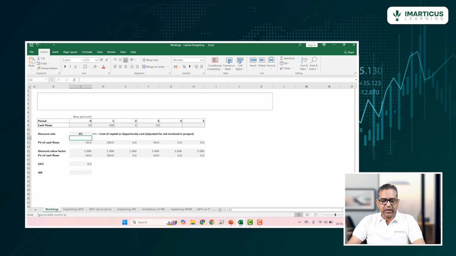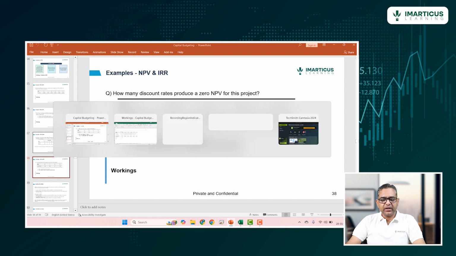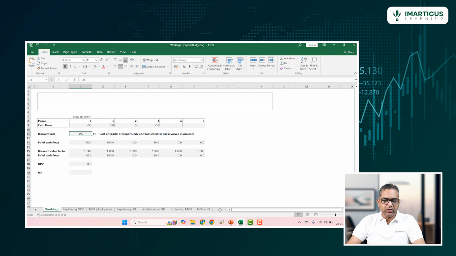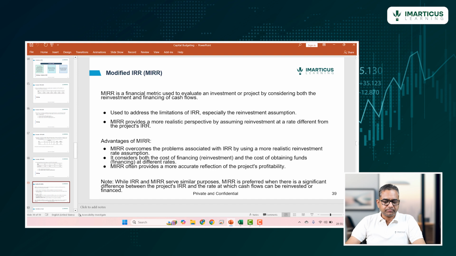Okay, so let's look at a discount rate of 0. Yes, a discount rate of 0 is giving an NPV of 0. And let's try with 62%. A discount rate of 62% is also giving an NPV of 0. So that means there are two discount rates, 0% and 62%, which are giving us an NPV of 0.